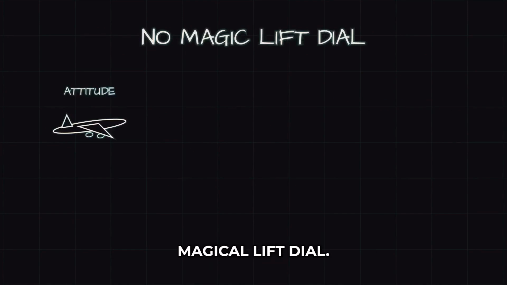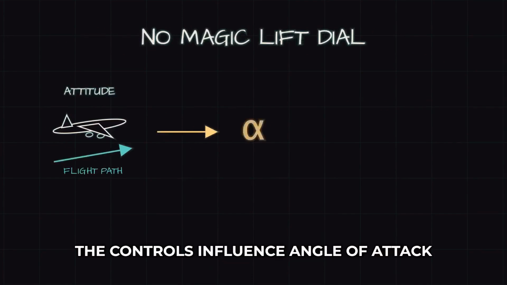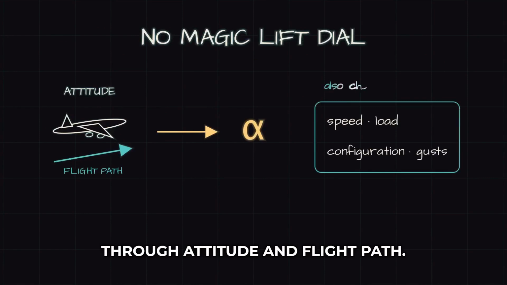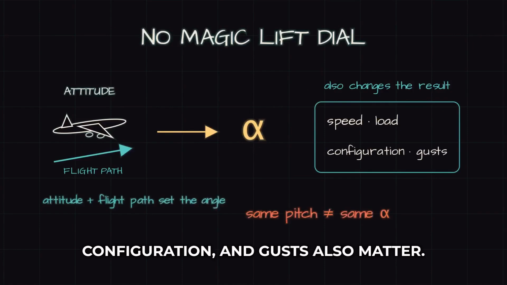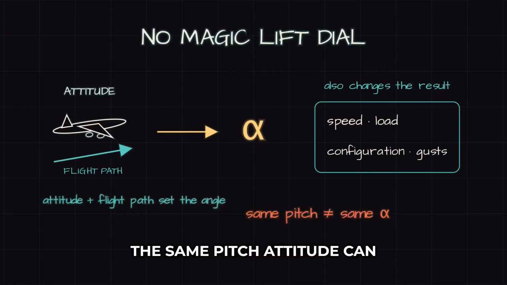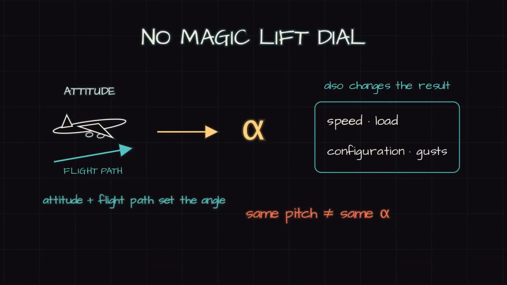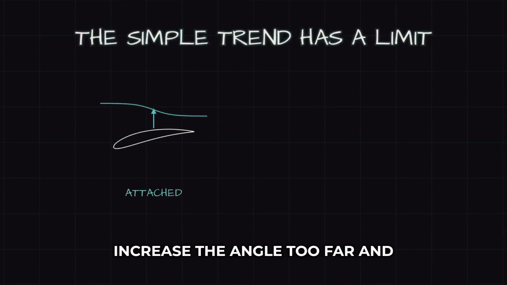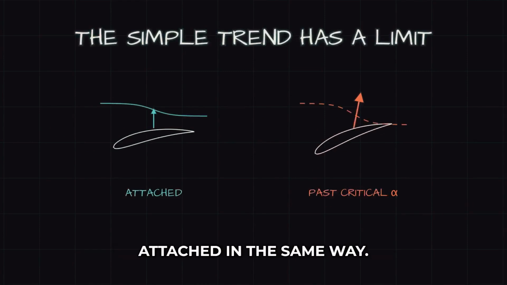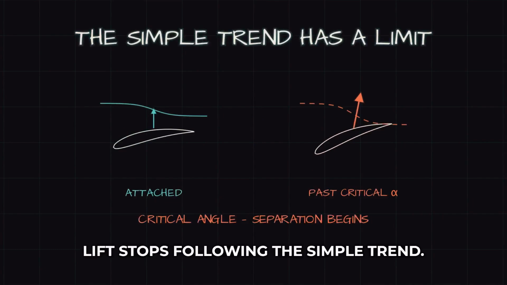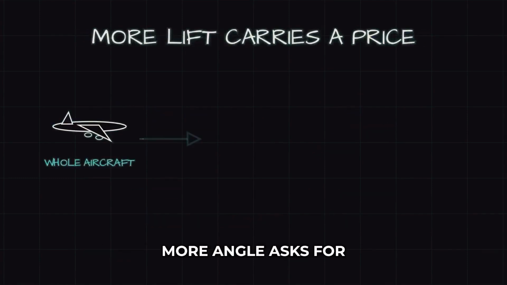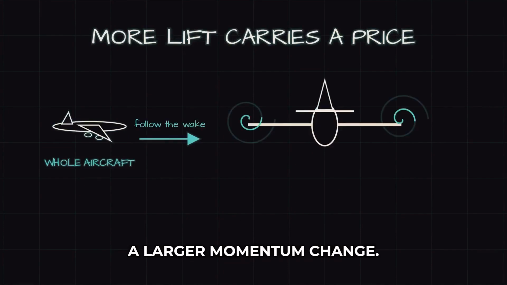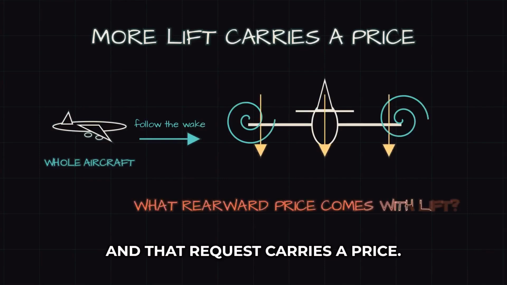But there is no magical lift dial. The controls influence angle of attack through attitude and flight path. Speed, load factor, configuration, and gusts also matter. The same pitch attitude can produce different angles of attack. Increase the angle too far, and the flow can no longer remain attached in the same way. Lift stops following the simple trend. That failure deserves its own episode. Below that critical angle, more angle asks for a larger momentum change, and that request carries a price.